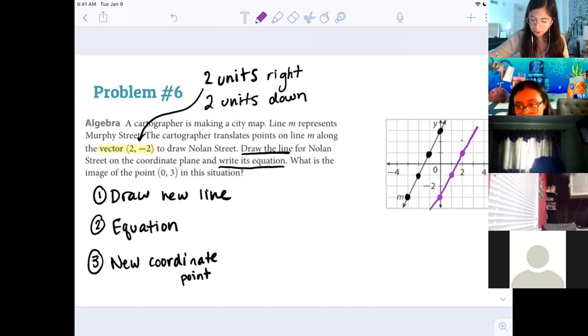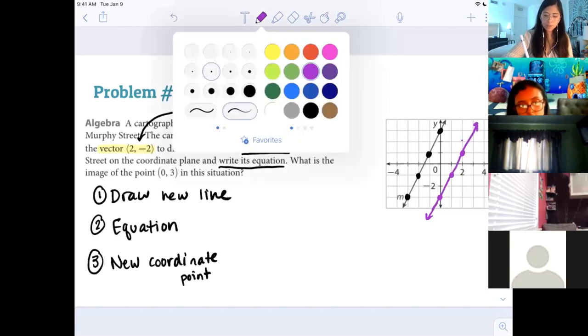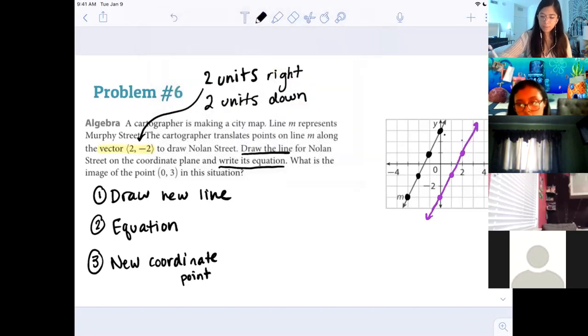See if I can make it straight. No, hold on. That's better. Okay, so this is my new line. Each point just got moved, right? My top point moved over here, the middle one moved here, and this one moved there.